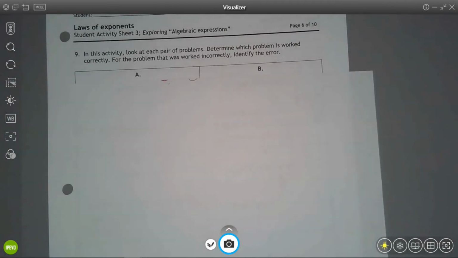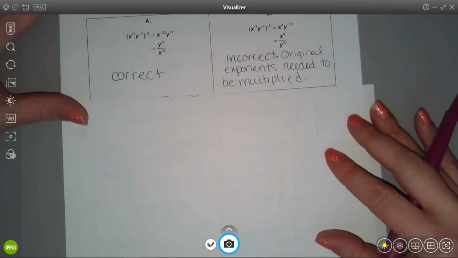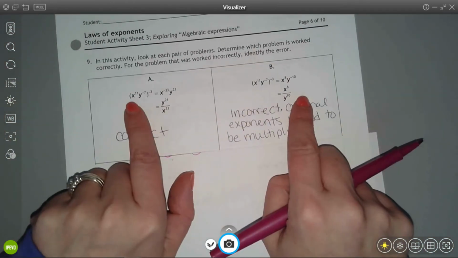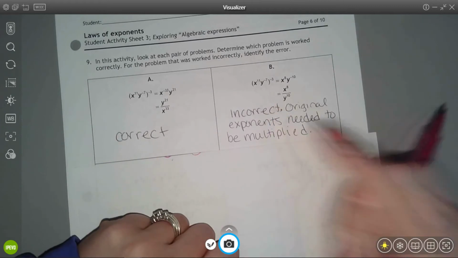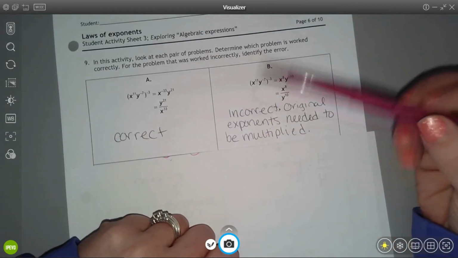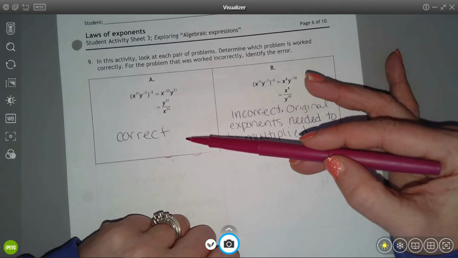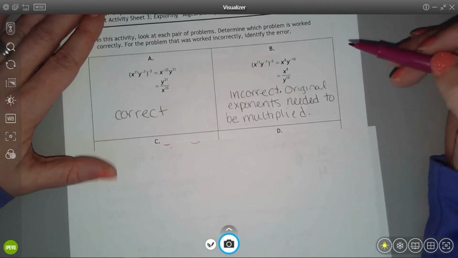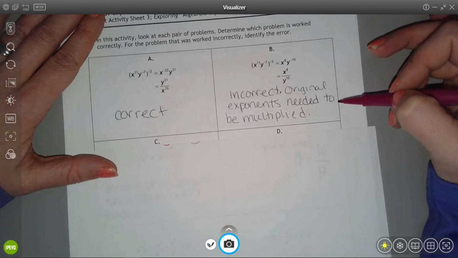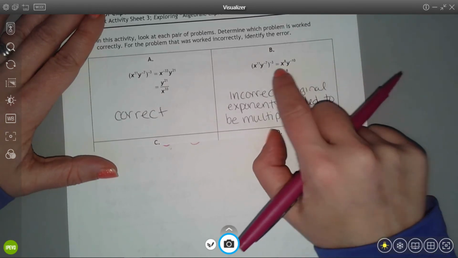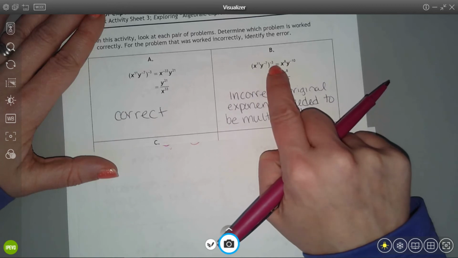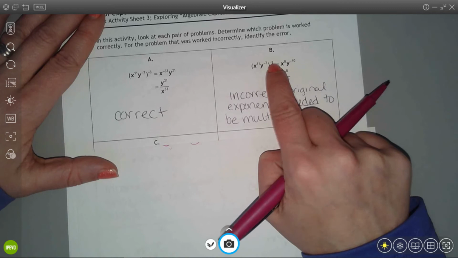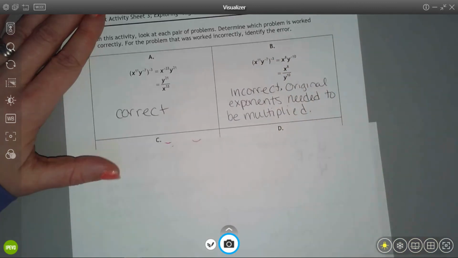And then lastly, looking at each of these, they want to know which ones are done correctly and which ones are done incorrectly. Okay, they're the same problems. If you go through this, you just got to tell me why. I went through and I found this one is correct. So here I had to figure out why this one would be incorrect, and that's because the original exponents needed to be multiplied. Okay, they added them. They said 11 plus -3, or 11 minus 3. And here they said -7 minus 3. Okay, this should have been multiplied.